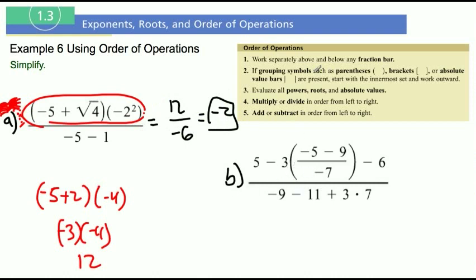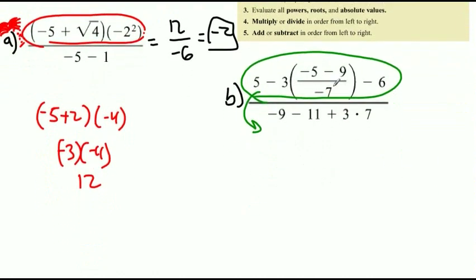Let's take a look at B. Let's first deal with this numerator. We're going to do what's inside the parentheses. So 5 minus 3, let's simplify that. Negative 5 minus 9 is negative 14, and then all over negative 7 minus 6.